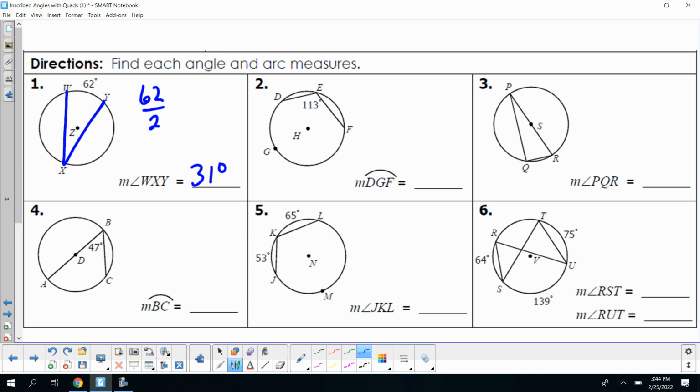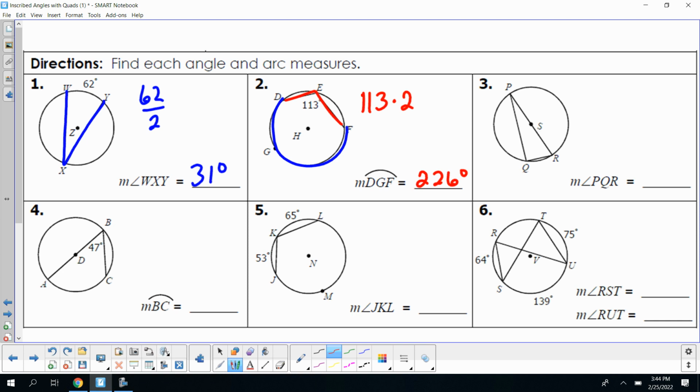For number two, they want to know the measurement of the arc DGF. They gave us the angle of 113 degrees, and I know that the arc is going to be twice that. So 113 times 2 gives me 226 degrees for the arc DGF.